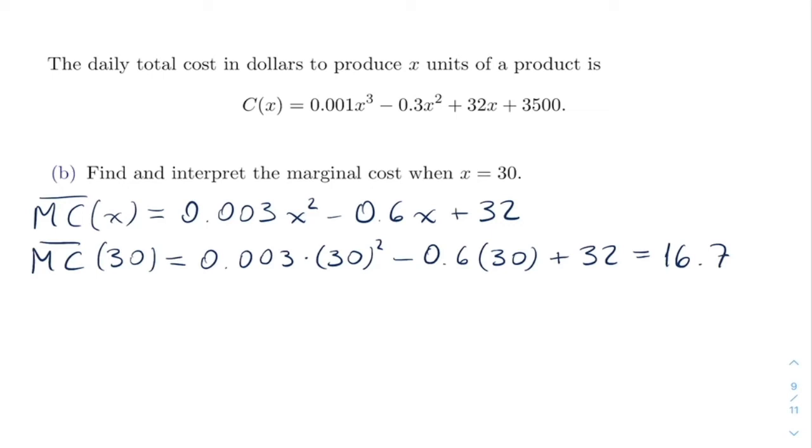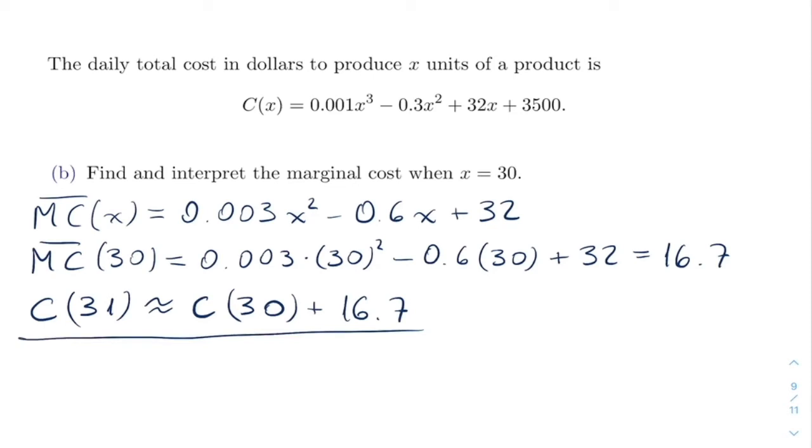16.7. So what this is saying is that the cost of producing 31 units is more or less equal to the cost of producing 30 units plus 16.7. Let's see if this matches the actual cost value.